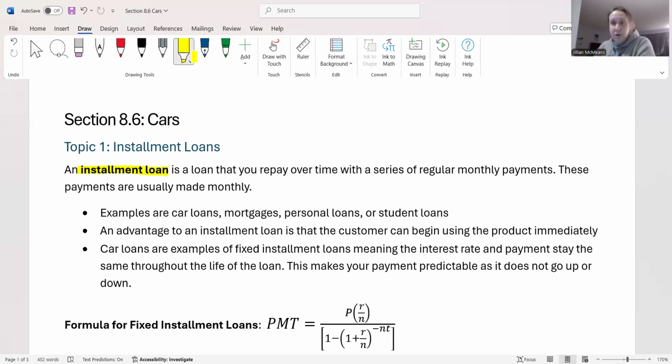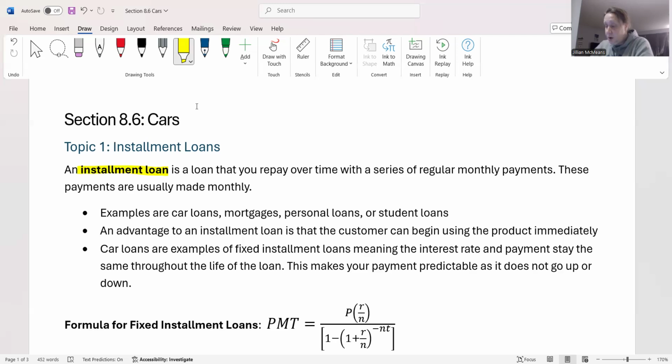That's a little bit different than an installment loan. With an installment loan, you get the car right away, you get the home right away, but you pay off over time. Same thing with student loans. You get your education right away, and then you pay it off over a set number of years. So that's a big advantage: you can go ahead and start using what you have.